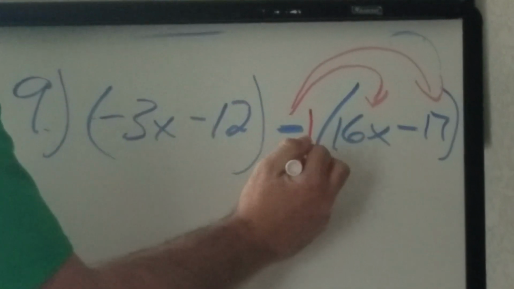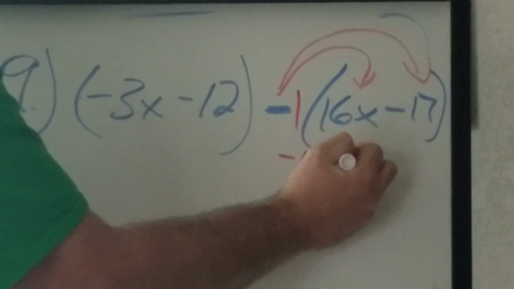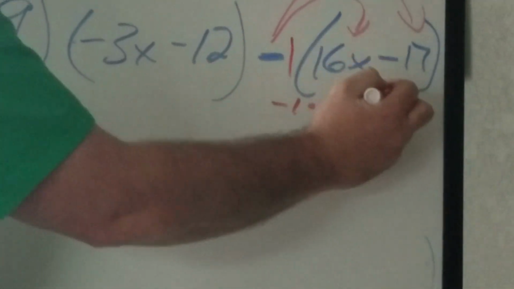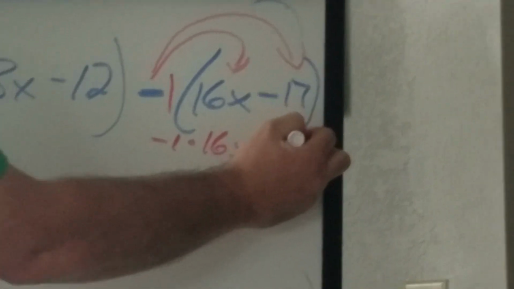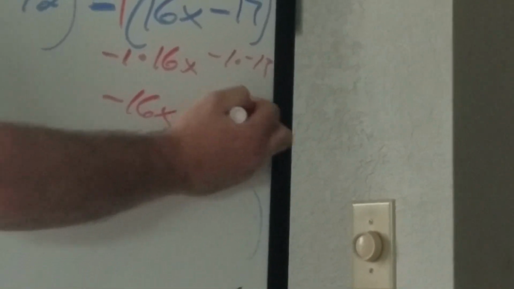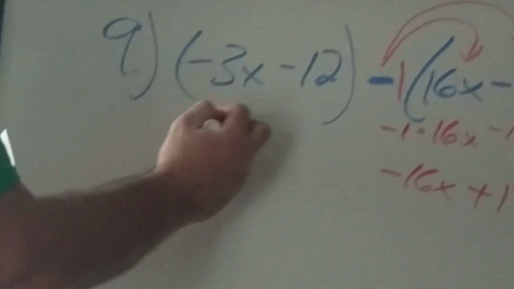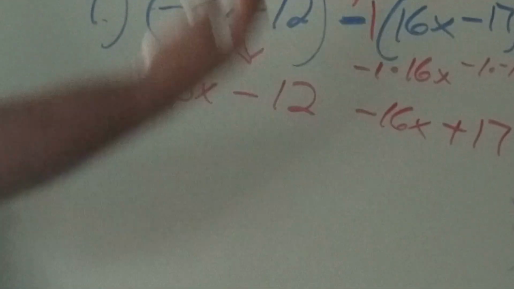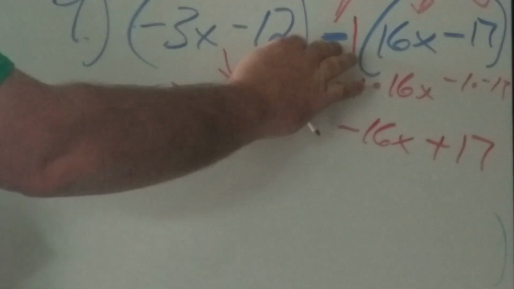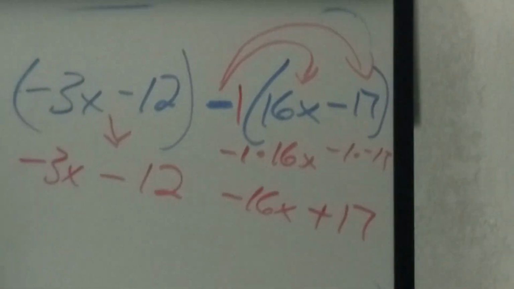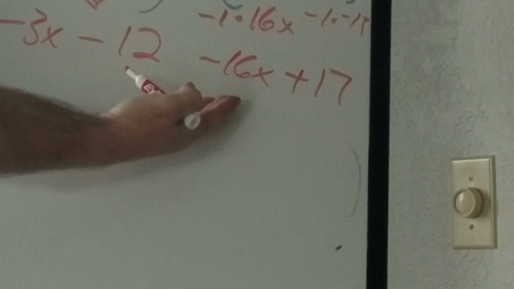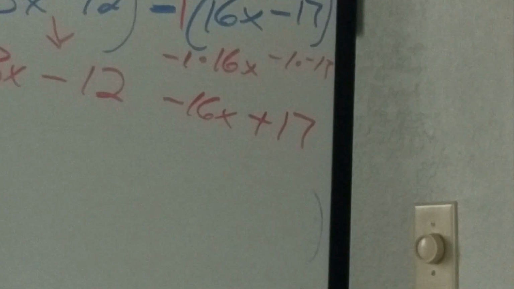So a -1 times 16x gives you a -16x. And a -1 times a -17 gives me a +17. The -3x and the -12 just get dropped down. The only thing that changes in a problem like this is anything to the right of the minus sign. And all you're really doing is, look, you went from a +16 to a -17 to a positive.